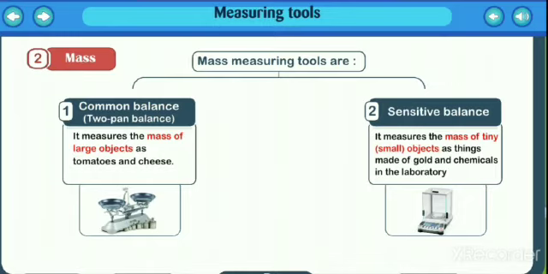Sensitive balance measures the mass of tiny or small objects, such as things made of gold and chemicals in the laboratory. So the sensitive balance is suitable for measuring small objects like gold and chemicals.